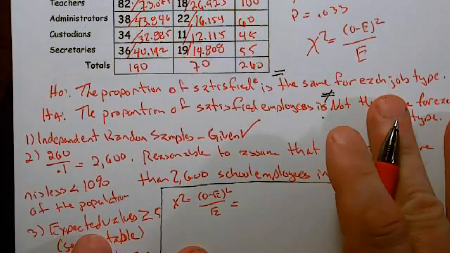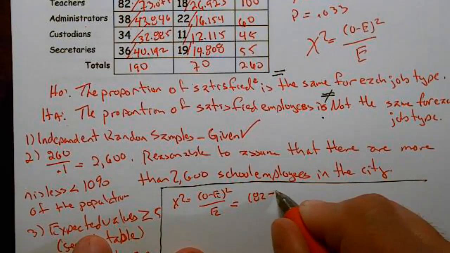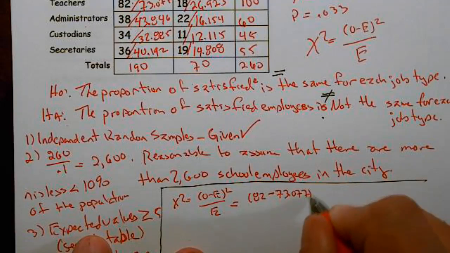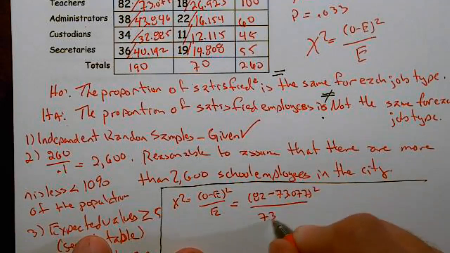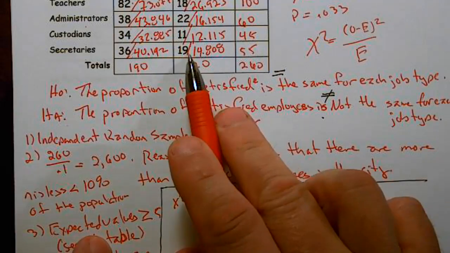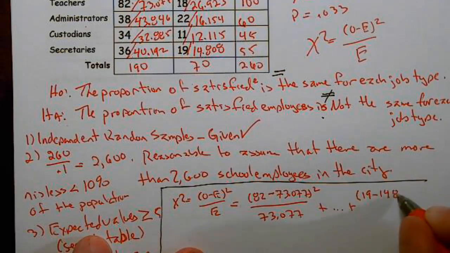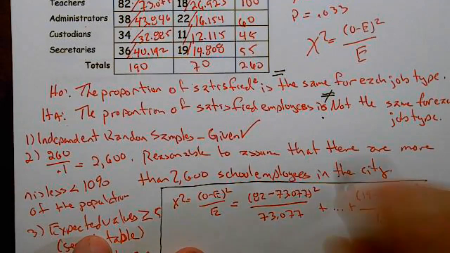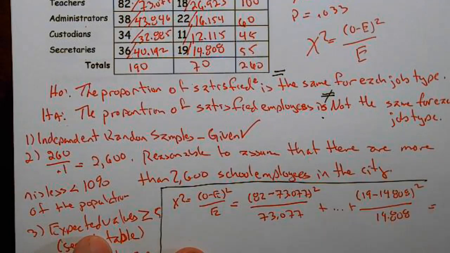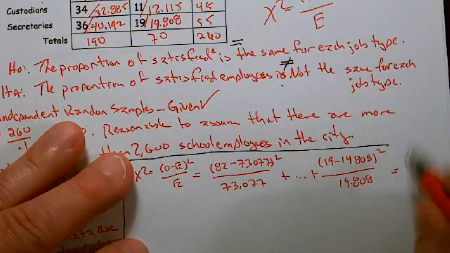And we need to deal with our first one. And our first one was 82 minus 73.077 squared over 73.077, plus dot, dot, dot, plus 19 minus 14.088 squared over 14.088. And that equals, and if I added all these up, I would have equaled that 8.707 that we already got.